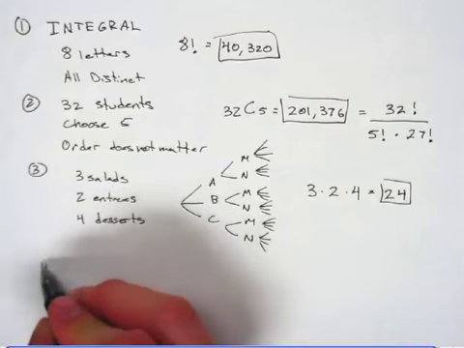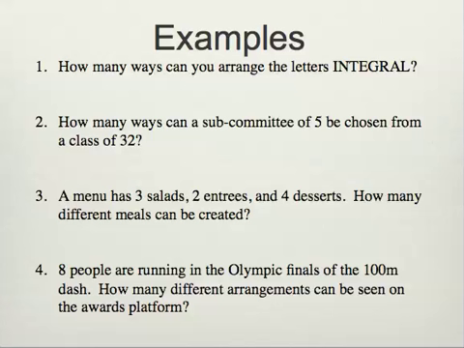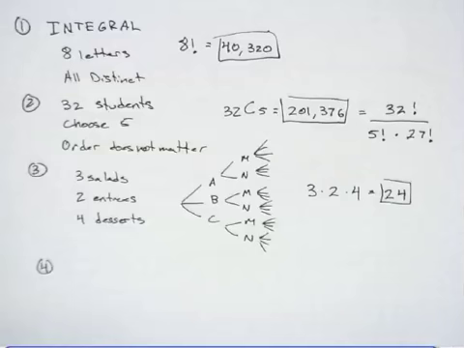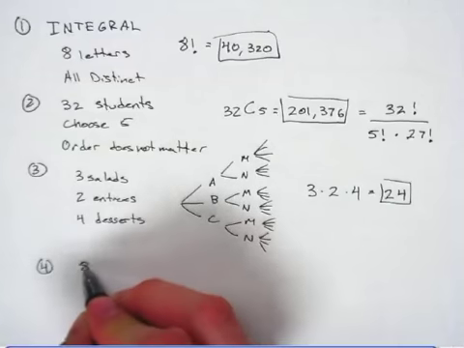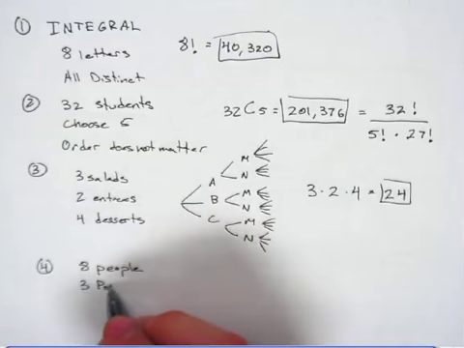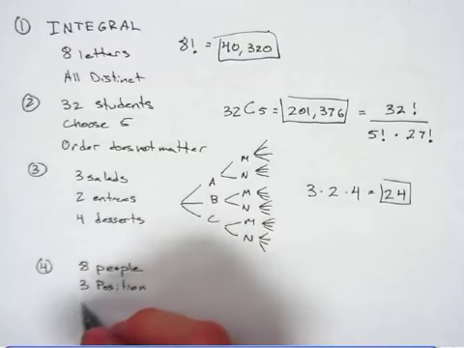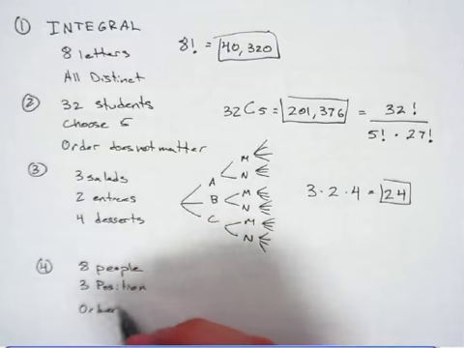And then moving on to the fourth and final quick example problem. It says, 8 people are running in the Olympic finals of the 100-meter dash. How many different arrangements can be seen on the awards platform? So 100-meter dash, 8 people, awards platform. And so we just assume that you know that that means that there are going to be 3 different positions. So you have 8 people running. You have 3 different positions that you're going to fill. And I think you could argue easily that the order does matter here, first, second, or third.